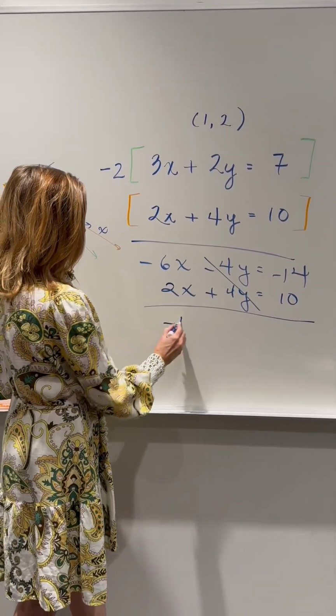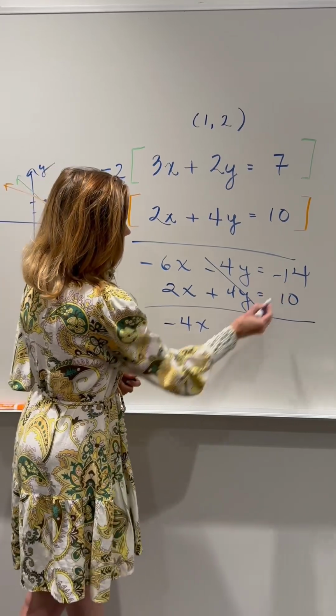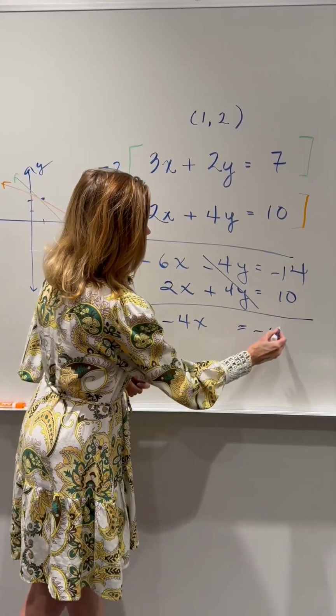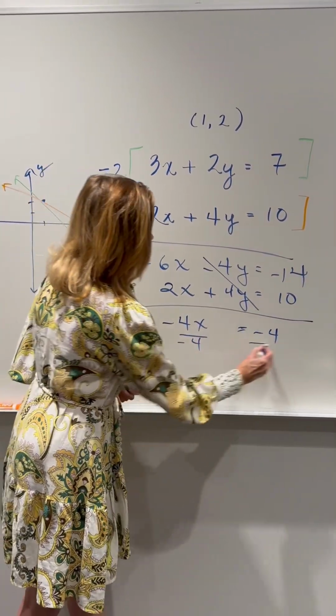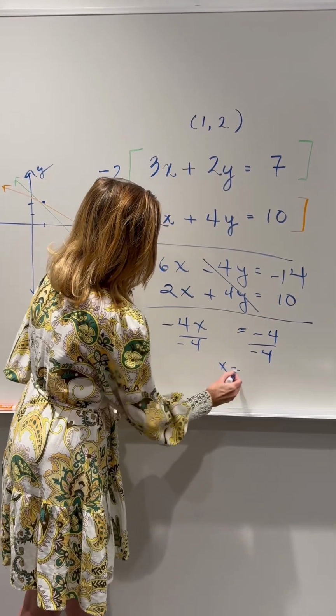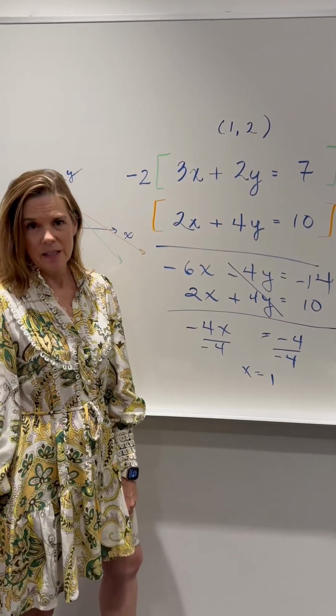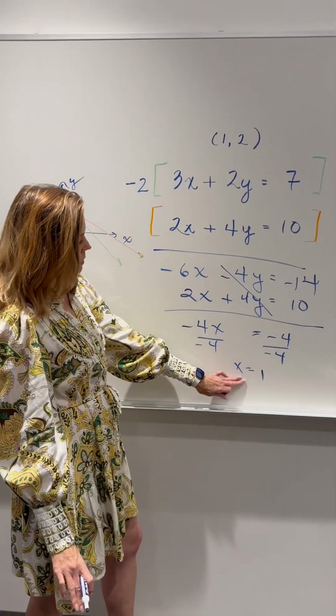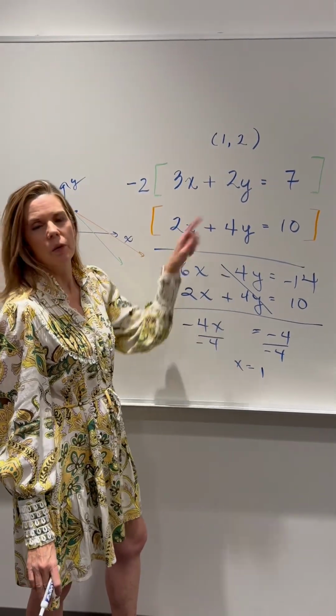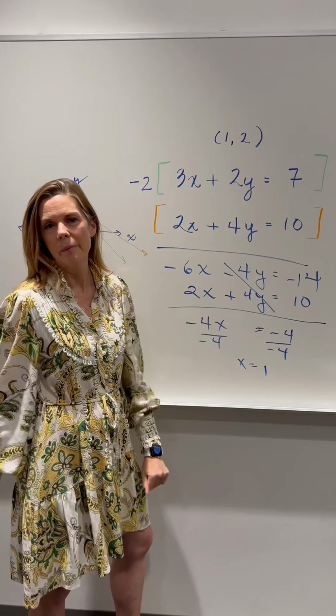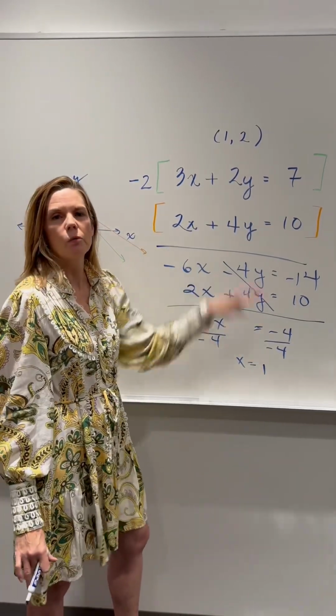-6x and 2x is -4x. -14 and 10 is -4. They divide both sides by -4, and they get x equals +1. So they are not intimidated by this kind of problem. They would just substitute 1 back in for x into either one of these equations, get y, they're done, they're happy. This causes no stress.